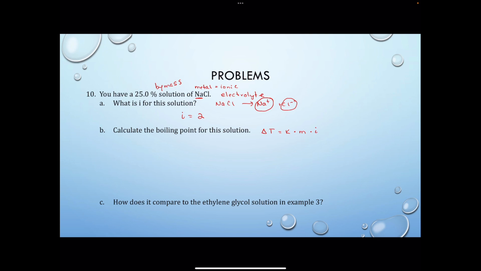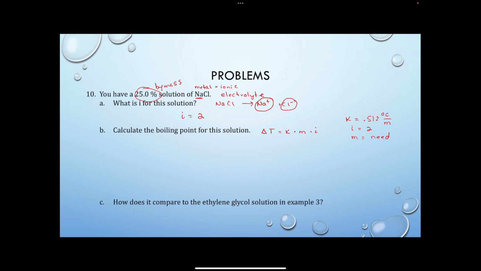Again, we're assuming this is an aqueous solution. So we have our K value. K is going to be 0.512 degrees C per molality. We just said that i is 2, and we're going to need our molality. And we're given this mass percent. We've seen in a previous video an example of how to take that percentage and convert it to molality. In that example, we looked at doing that with ethylene glycol, a non-electrolyte. So here we're using the same concentration by mass, but we're looking at an electrolyte solution.